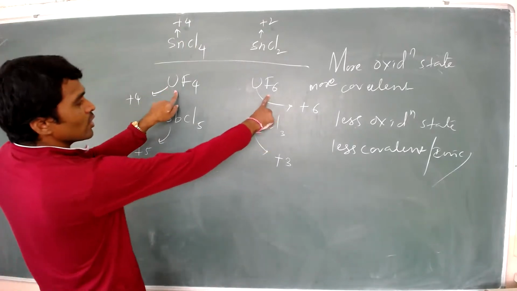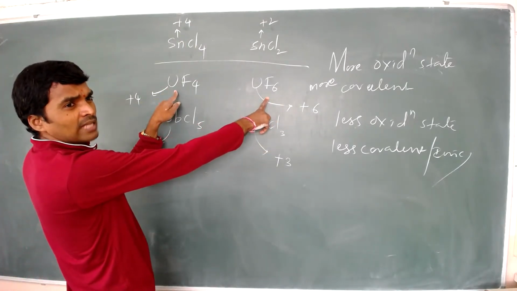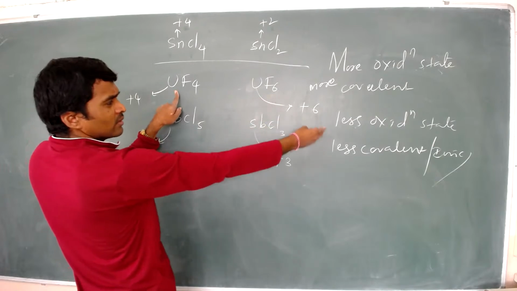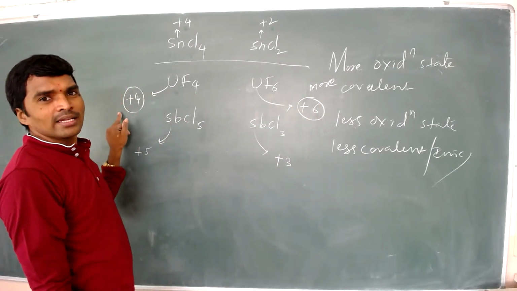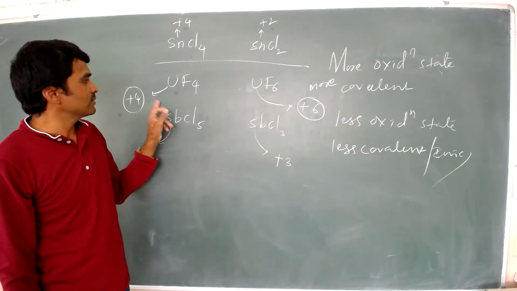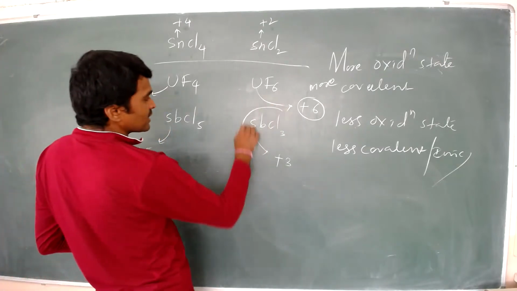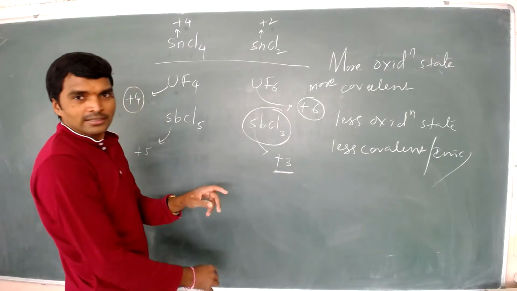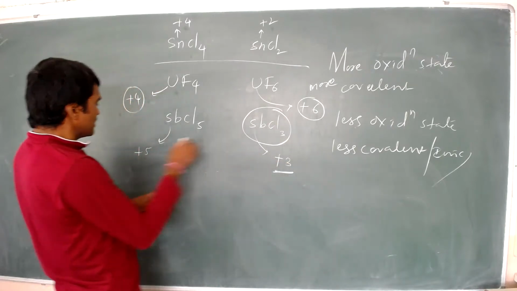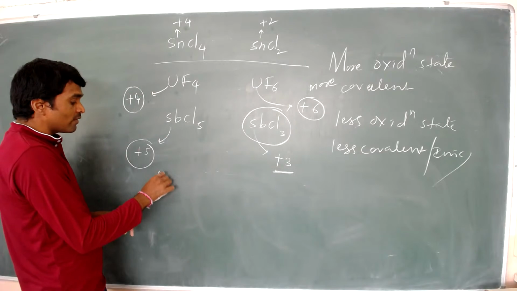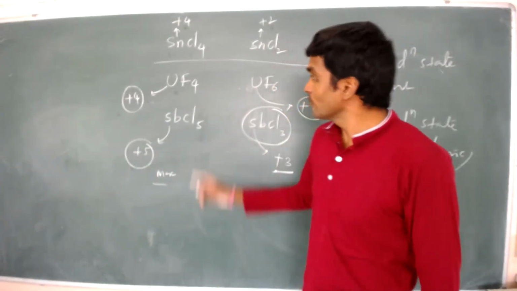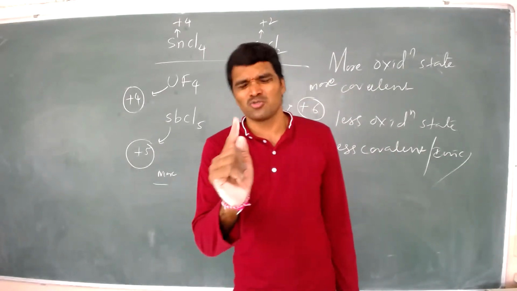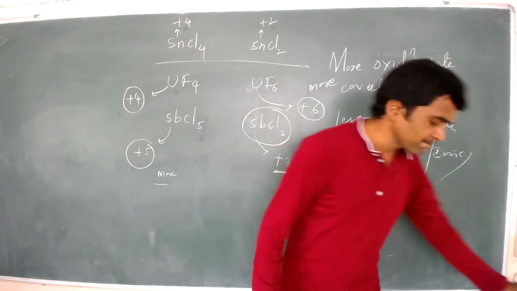Now see, in these two, which is covalent? Sir, UF6, it is covalent, oxidation state +6. Which is less covalent, sir? Ionic. Now SbCl3, oxidation state 3, is less covalent. +5, sir, is more covalent. We can identify like this. And there is one last point.